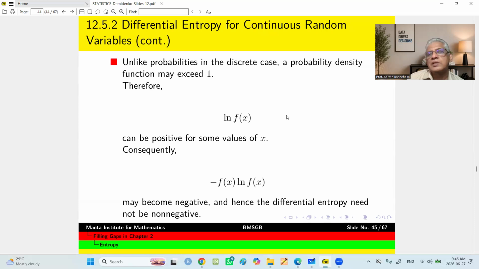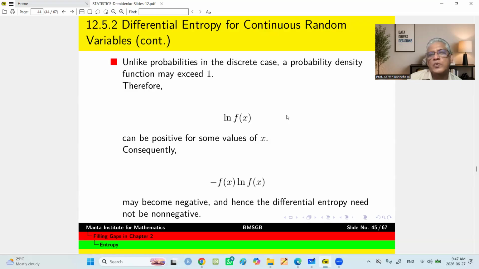Now, we saw that the entropy when the random variable is discrete is always greater than or equal to 0. And that fact is not the same in this case, because in this case, the entropy also can be negative. Unlike probabilities in the discrete case, the probability density function can be greater than 1. So the probability density function can be greater than 1 or less than 1. Of course, it is always greater than or equal to 0. But probability is always between 0 and 1.